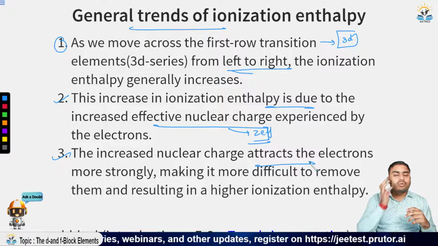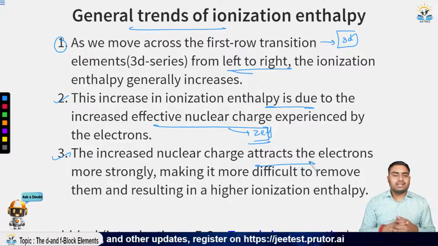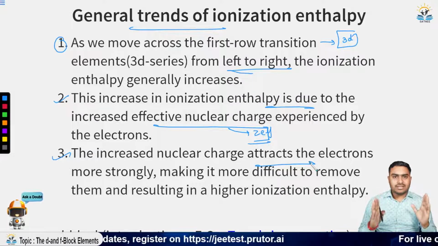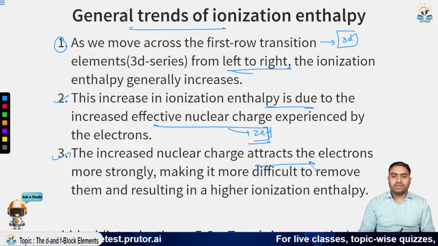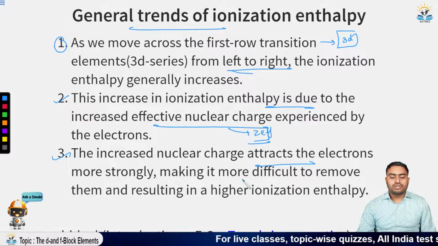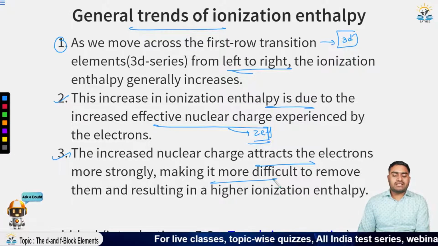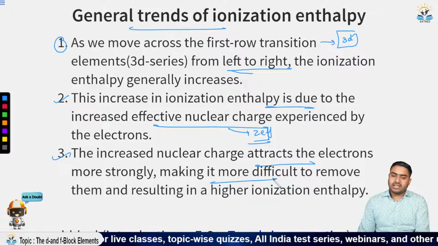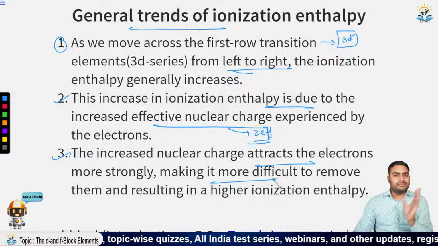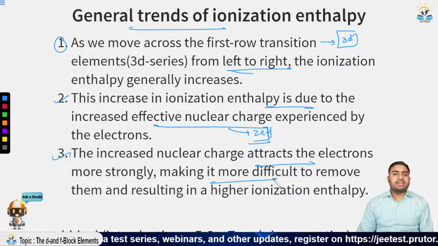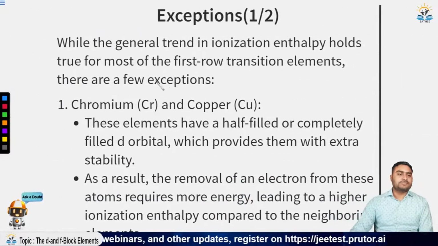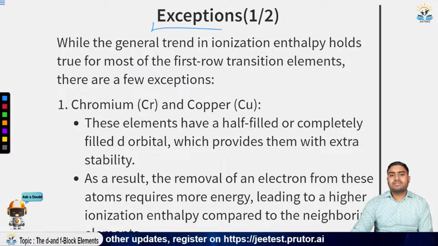Held by what? By the nucleus, right? So between the nucleus and the last shell electrons, strong electrostatic attractions are there, making it more difficult to remove them and resulting in a higher ionization enthalpy. Okay, so if you are moving left to right across a period in the 3d series, what happens? Due to the increase in Z effective, ionization enthalpy generally increases, while some exceptions are there.